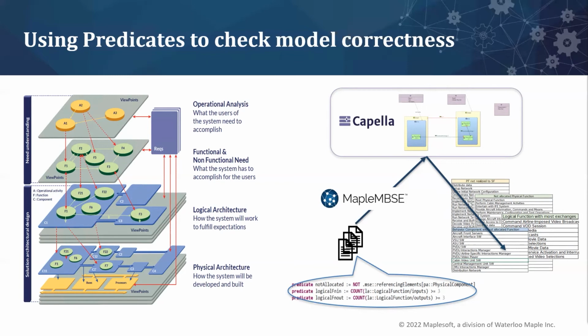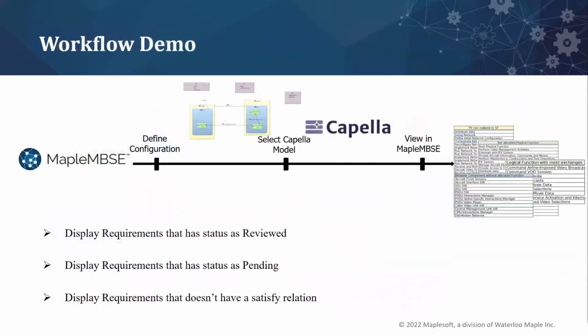So as a workflow demo, what we will see is that I have already defined certain predicates. We will just launch MapleMBSE, connect to a Capella model, and view that information in Excel tables. Again, in the meantime, if you have any questions, you can post them into the Q&A, and I'll be able to answer them.